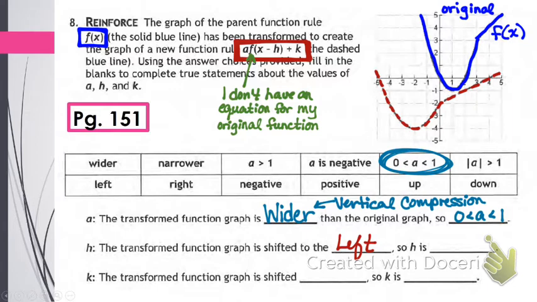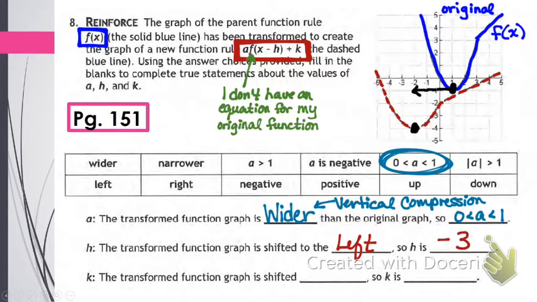How far to the left do you think it went? So here's where I'm looking, because I want something that I can count between. Do you see the very bottom of this? I'm going to compare that to the very bottom of this. That's 3. It looks like it went 1, 2, 3 to the left. So h is negative 3.